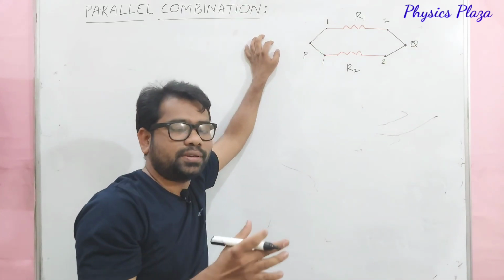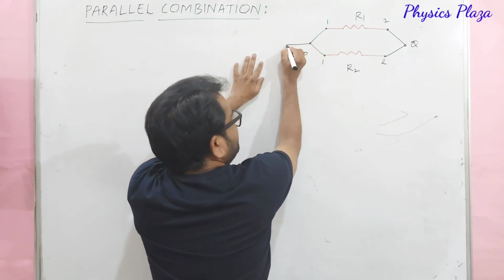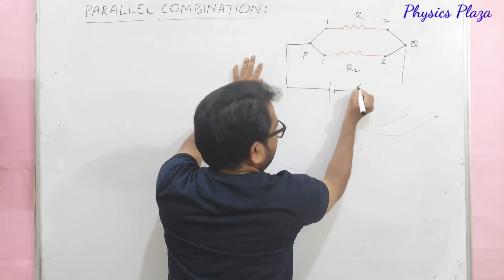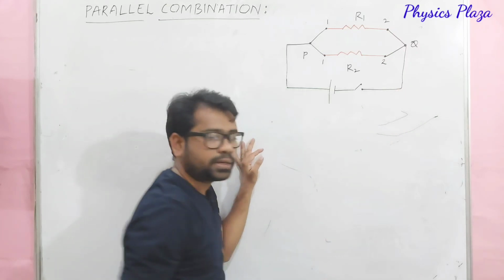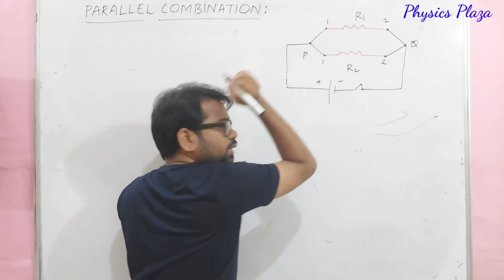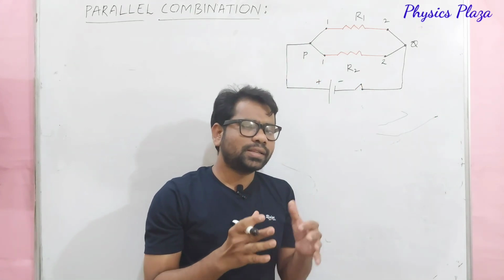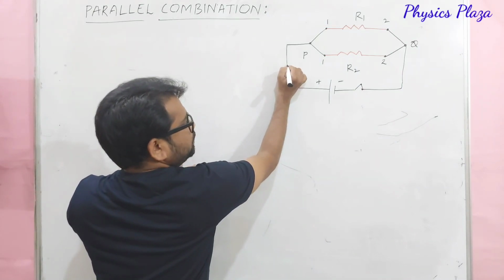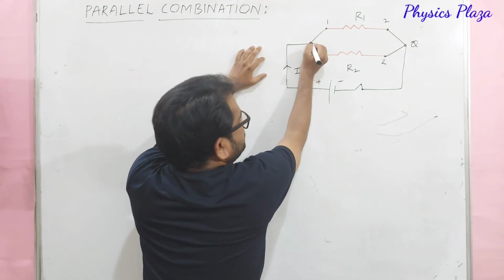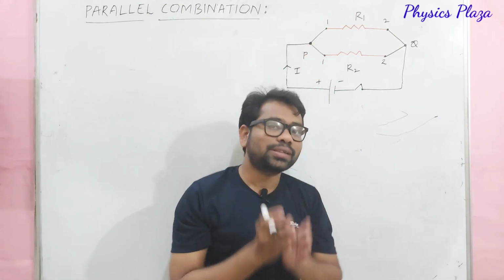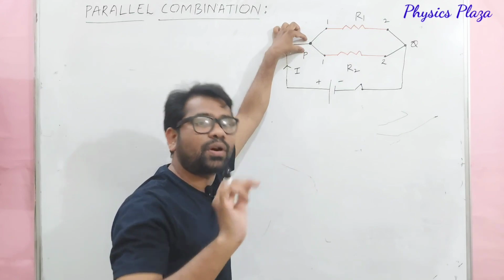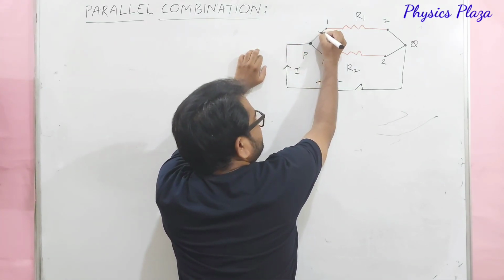Now, when this combination is connected in an external circuit, let us say here is a battery and here is a key, with plus and minus terminals. When we switch on this key, what happens, dear children? Some current starts flowing. Let us say the amount of current flowing in this circuit is I. But the moment the current reaches point P, there is a junction, like a Y junction. At this point, the current gets divided. It's very, very important.